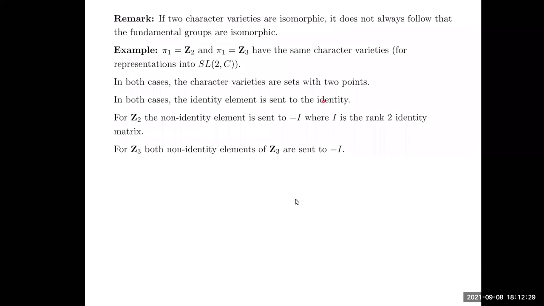So the identity element of the fundamental group is always sent to the identity element of the group. For the group Z2, the non-identity element is sent to minus the identity matrix. For Z3, both non-identity elements are sent to minus the identity element in SL2C. So the representation spaces are the same, although the groups are not the same. That's just an elementary example.